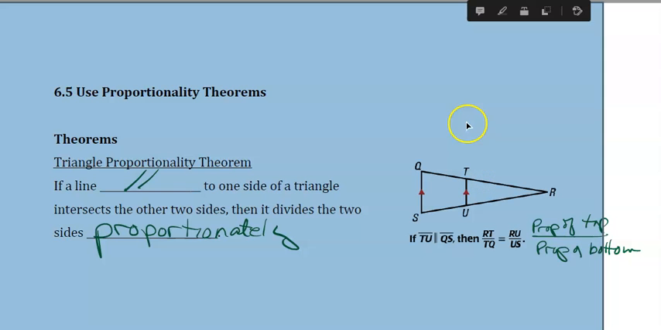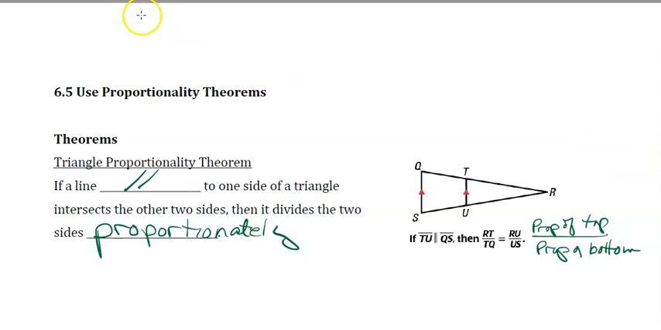Whoops, sorry. Let me highlight that. Hang on one second. I'm going to highlight it, but then it's going to go away. So you may want to highlight it yourself. So here is this side. Okay, this side of the triangle and then this side of the triangle is being cut by that line segment UV, which is parallel to the base of the triangle QS.